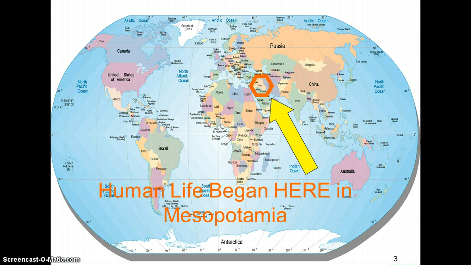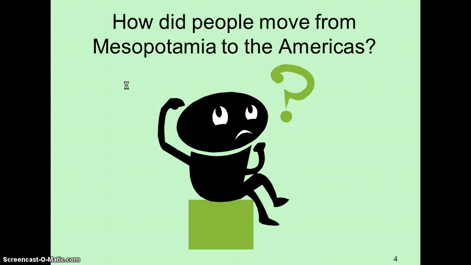We believe human life began here in Mesopotamia. You see the yellow arrow pointing to the Fertile Crescent. You may remember learning about the Fertile Crescent at some earlier point in school, where we believe human life began. But how did people get from here the whole way over to here? That's the subject of this discussion for the next few minutes. How did people move from Mesopotamia to the Americas?